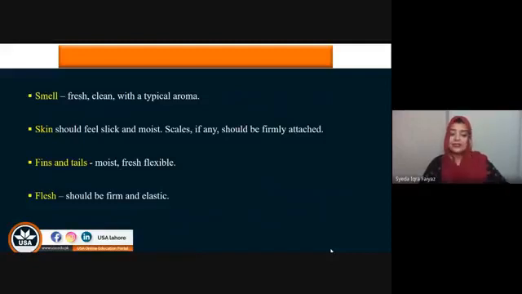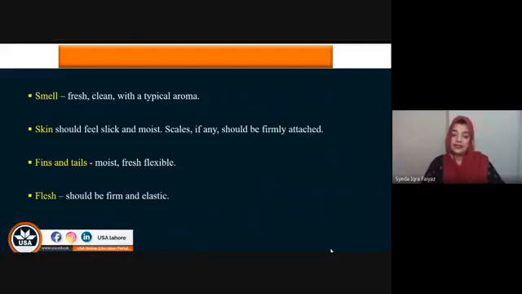Then, if you look at the skin of the fish, it should feel slick and moist. Scales, if any, should be firmly attached. So it needs to be shiny, it needs to be slick and moist, and the scales need to be firmly attached to the body of the fish. If you see that the scales are removed, or damaged, or the fish is not slick or moist, that is the biggest identification that the fish is not fresh.